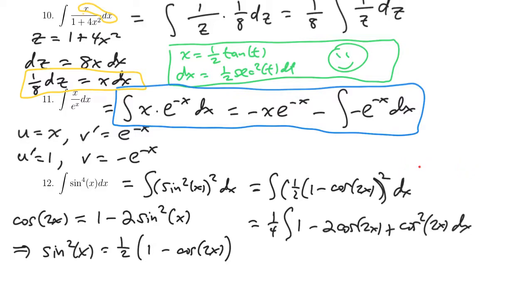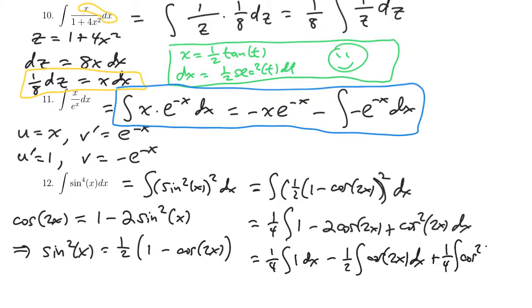The integral of 1 is easy. The integral of 2 cosine 2x is easy. The one piece that still remains to be seen, let me just write this. So I have 1/4 times the integral of 1 minus 1/2 times the integral of cosine 2x. Easy enough. And plus 1/4 the integral of cosine squared 2x. That last one is the one that I have to wrestle with.